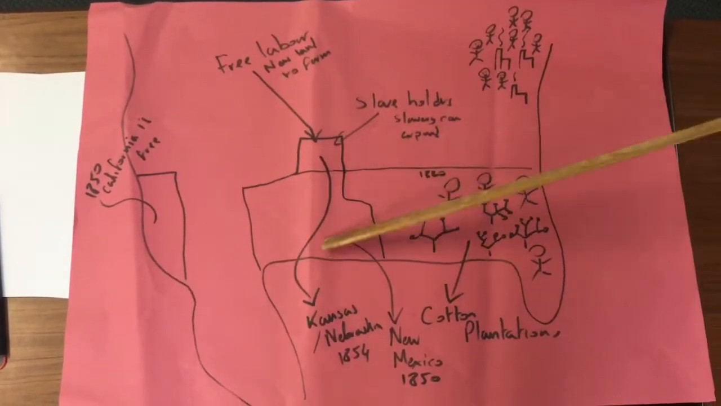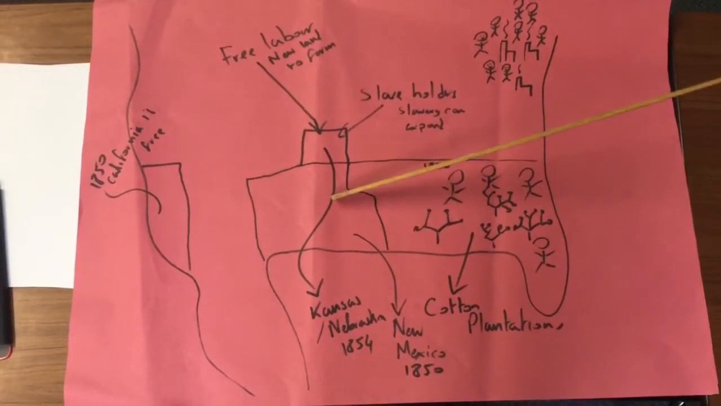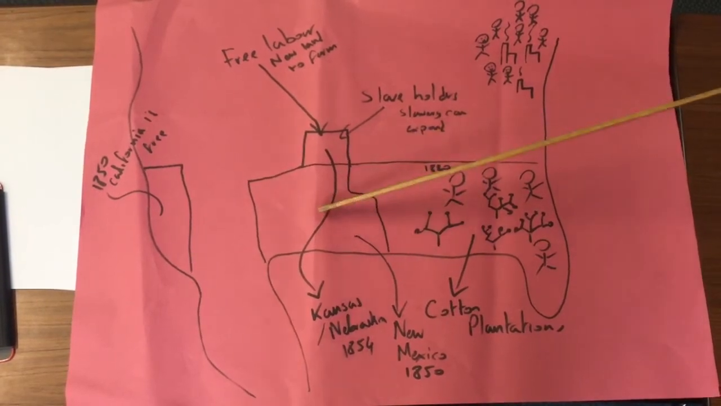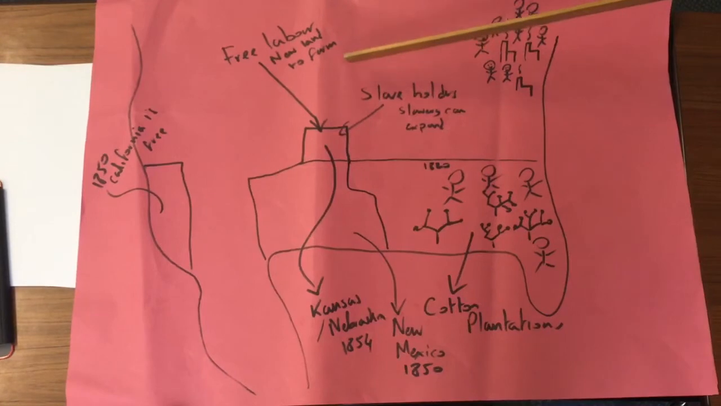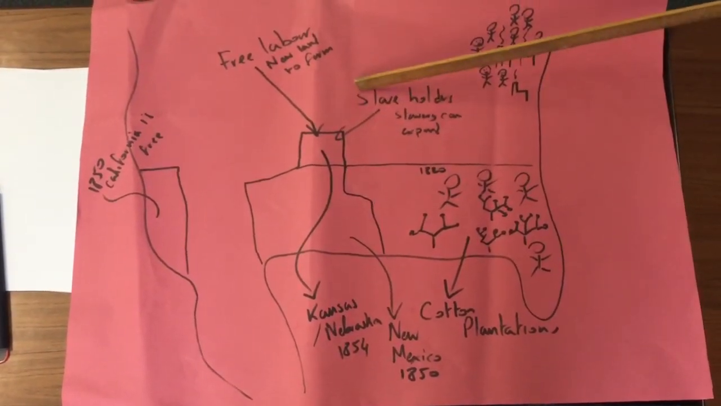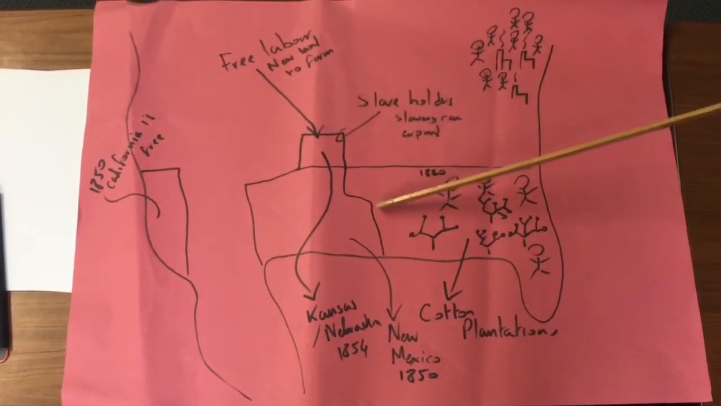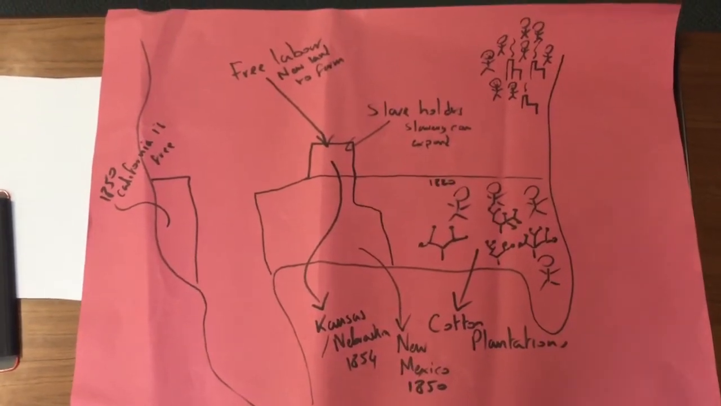Now, one of the key things that really caused a lot of controversy in this compromise was the Fugitive Slave Law, which basically means that for any escaped slaves who escaped to the North, it was the duty of the northern states to return them to the South. Now, this really started to ramp up tension in the North.